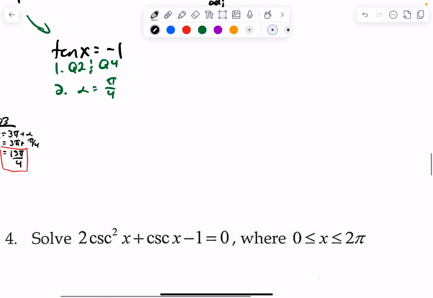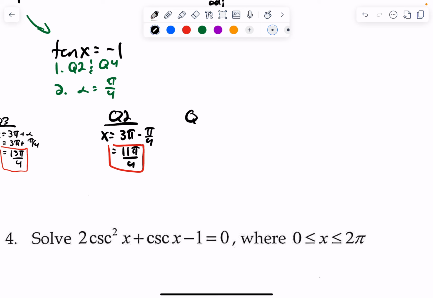And then over here, your quadrant 2 solution would be, in quadrant 2, x is 3 pi minus that pi over 4. So that would be 12 minus 1, so that would be 11 pi over 4. There is your third solution. And then your quadrant 4 solution would be x is now 4 pi minus pi over 4. So that's x is 15 pi over 4. There you go.